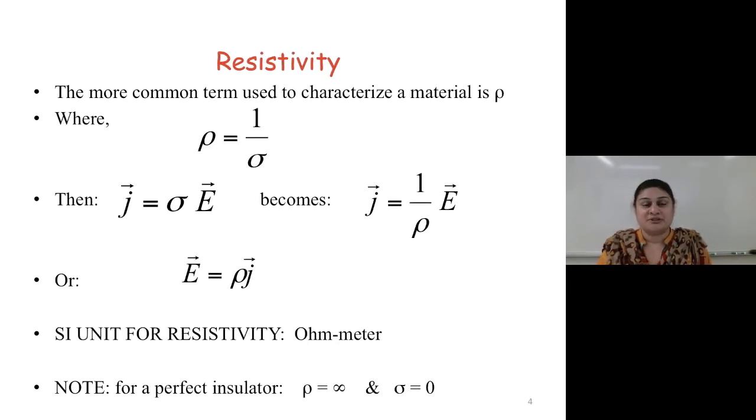A more commonly used term to characterize a material is ρ, the resistivity. Resistivity is by definition equal to 1 over sigma. If J is sigma E, then current density equals 1 over resistivity times E, or E equals ρJ. The SI unit for resistivity is ohm meter. For a perfect insulator, resistivity will be infinity and sigma will be 0.